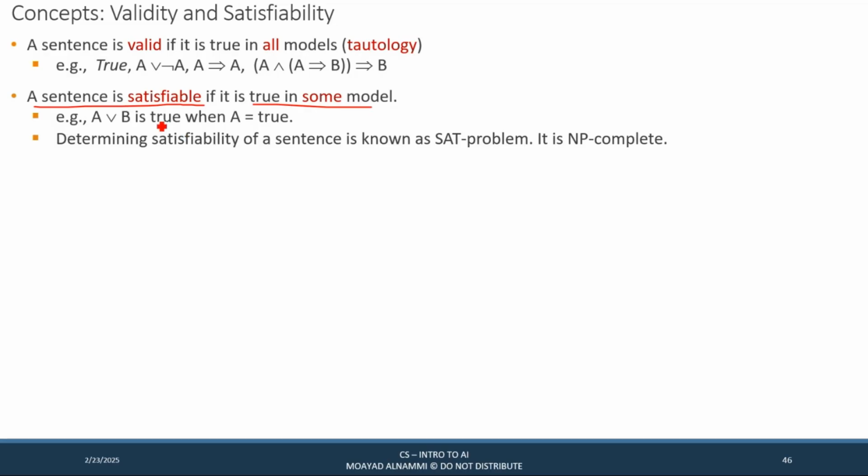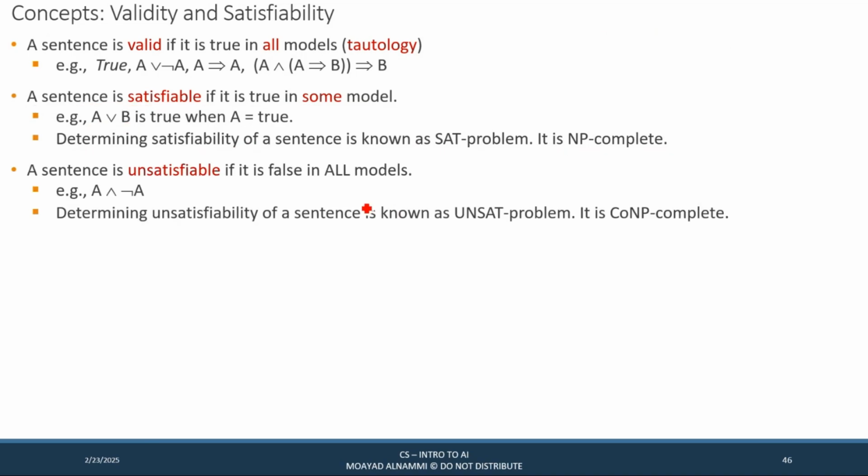A sentence is satisfiable if there is some model and some configuration of the variables that make this sentence true. So for example, A or B is satisfiable. Why? Because you can either set A to true or B to true. Determining satisfiability of a sentence, meaning if I give you a general propositional sentence, is known as the SAT problem. It is not an easy problem to solve for the general case.